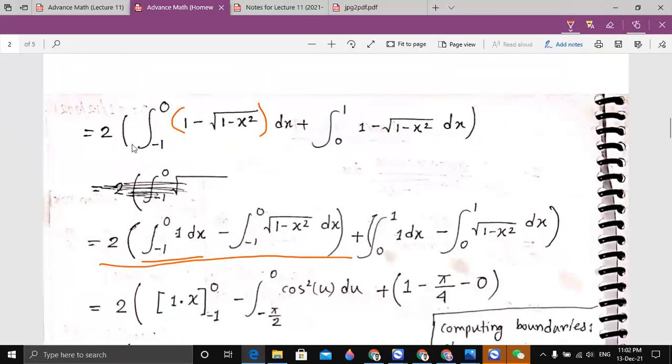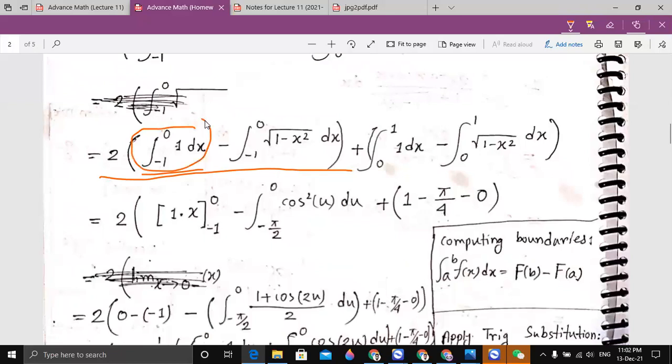So this part, let's calculate this small part, that is the integration from -1 to 0 of 1 dx. So we know how to calculate this. To calculate this, we have to find the integral of this function. This function is called f of x, so to calculate this part, we have to find the integration of f of x.